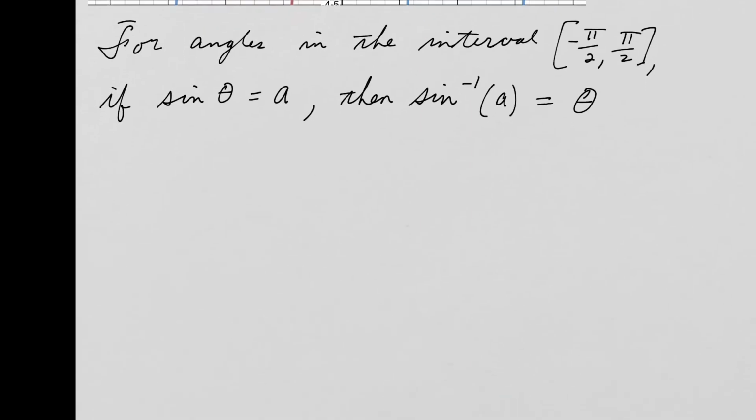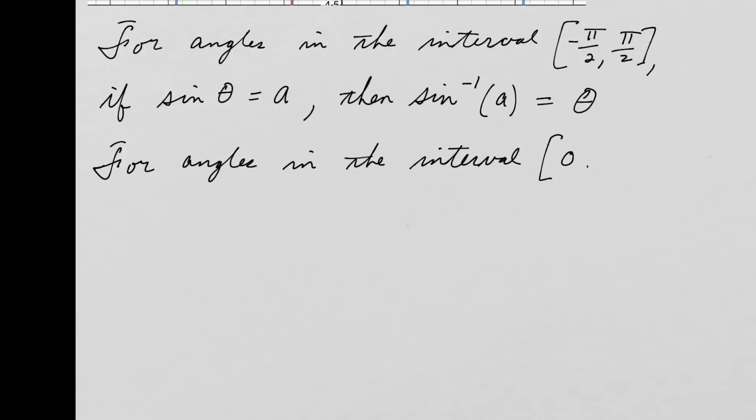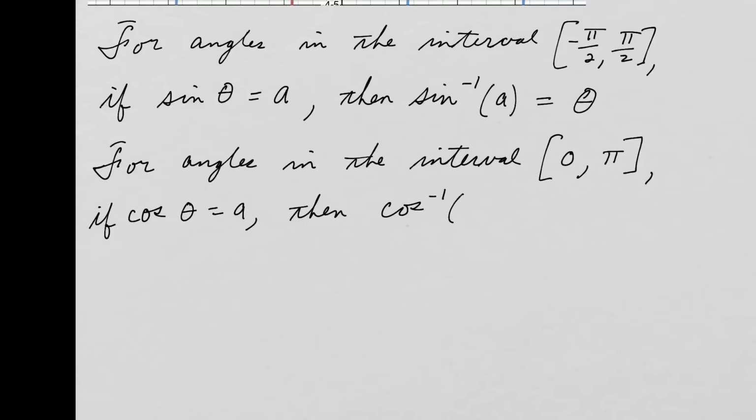For cosine, for angles in the interval, in this case, remember we decided to use 0 to pi, if cosine of theta is equal to a, then at least over that interval, where it's one-to-one, if I apply the inverse cosine function to a, I'm going to get back my angle theta.